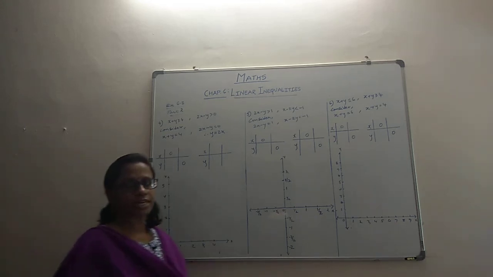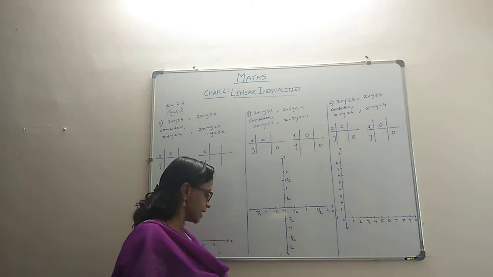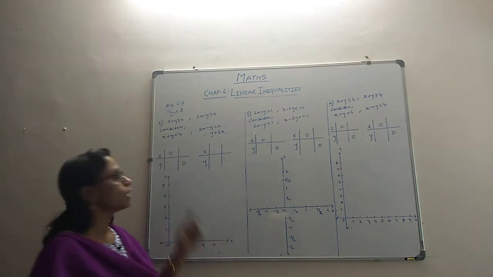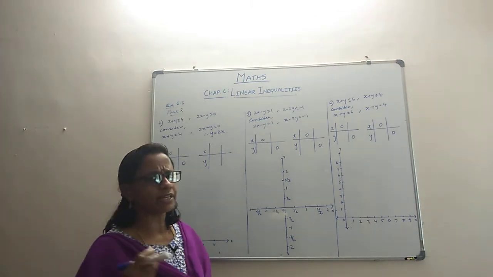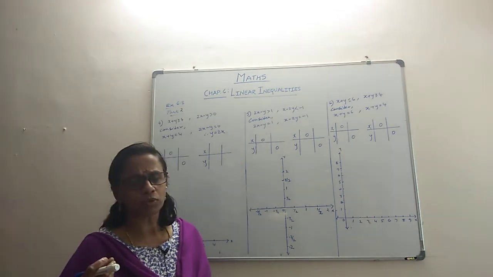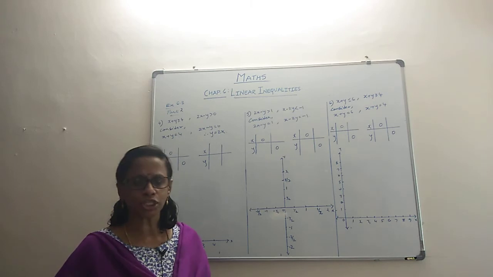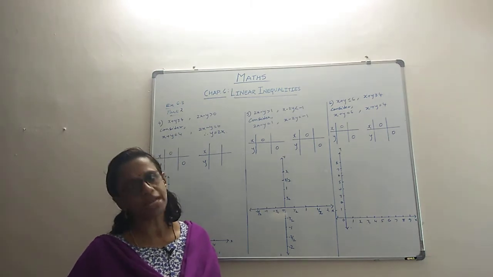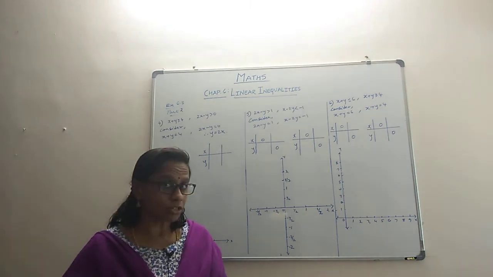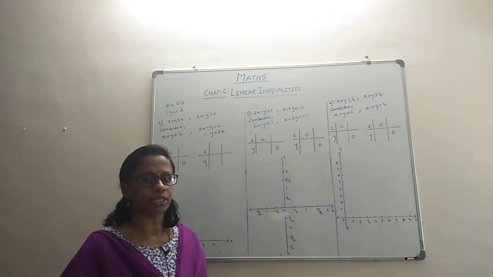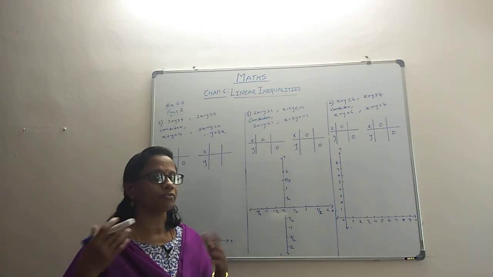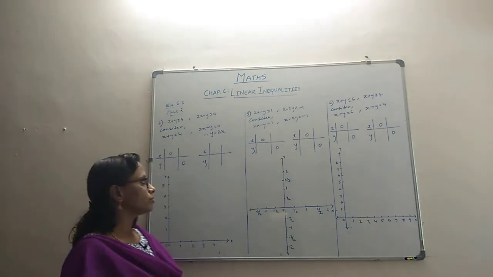Hello folks, the exercise 6.3 and the second part we are going to take up now. In the previous part we took the first three problems, they were relatively easy. What we are supposed to be doing here is corresponding to each equation we have to find the region of solution, and then we have to find the common region of solution, that is going to be the solution for the entire system. There are two inequations or sometimes three given, so we have to find the common region. So we start right away.